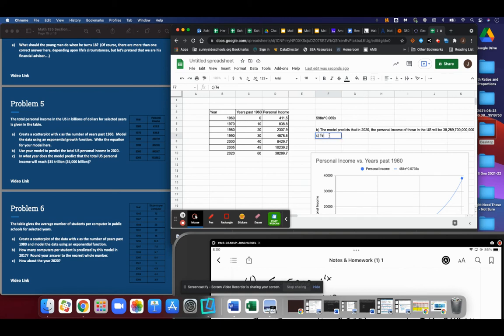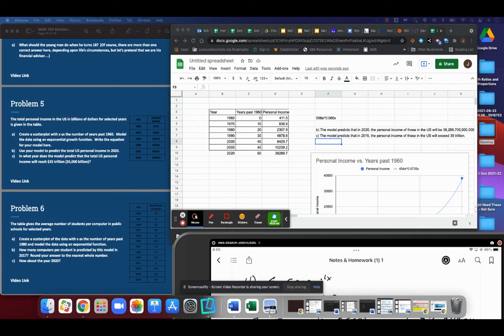So the model predicts that in 2015, personal income of those in the US will exceed $35 trillion. Again, that's a whole lot of money.